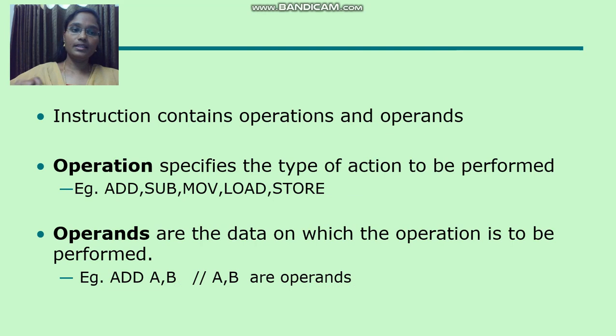Basically the instruction contains the operations and the operands. Operation specifies the type of action that has to be performed. For example, whether we have to do the addition, whether the processor has to do the subtraction, store the result or load the values. This is the operation, and operand is the data on which the operation has to be performed. For example, for addition we need two operands. In this example, add a comma b. Here a and b are the operands.